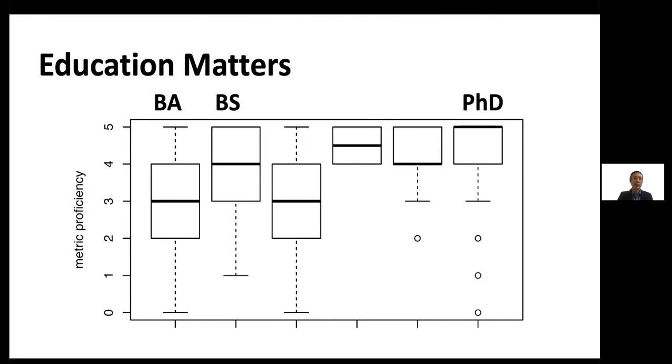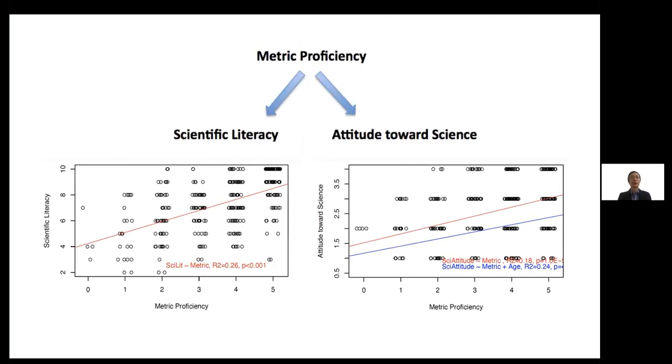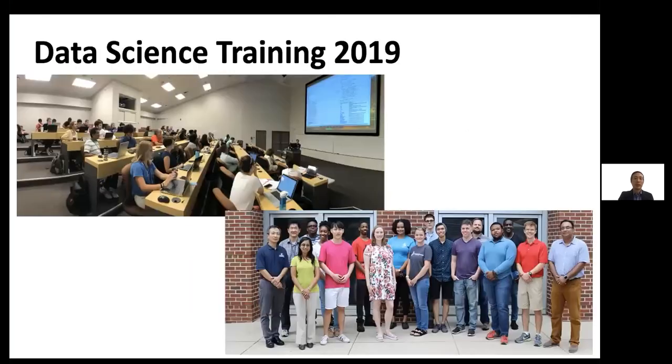In fact, when we analyzed the entire data set, we also found metric proficiency highly correlated with scientific literacy, and also highly correlated with people's attitude towards science. So it's both comforting and worrisome in a way. We have been using this data set for a while. The survey was first conducted in 2013 and continued for a few years. Most recently, I used this data set in a coding bootcamp training in 2019.